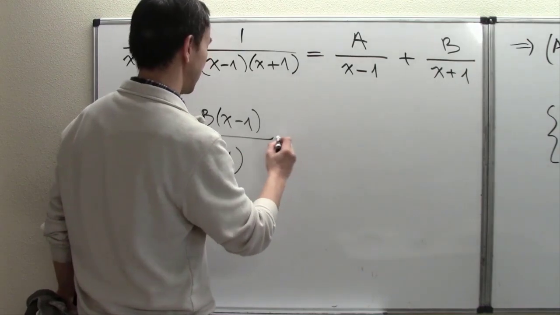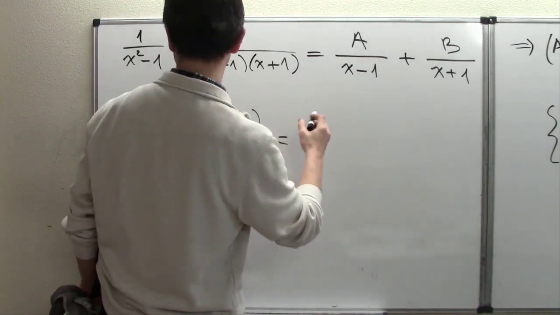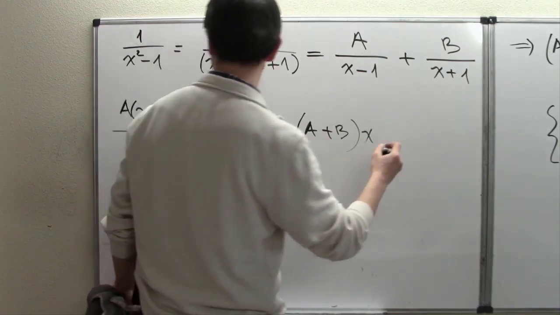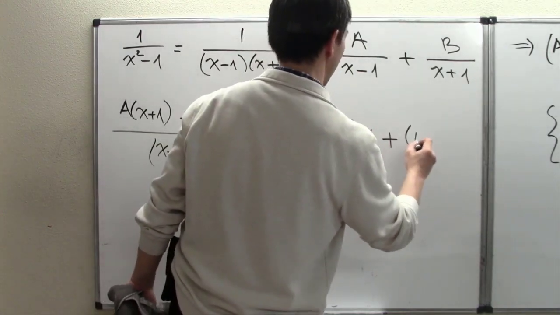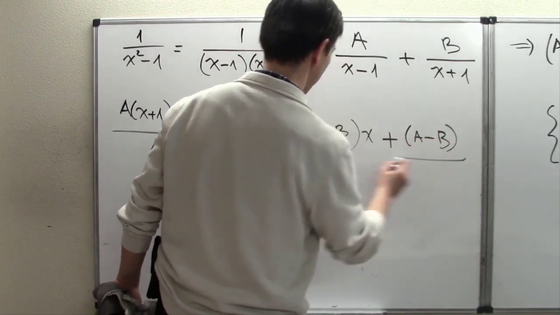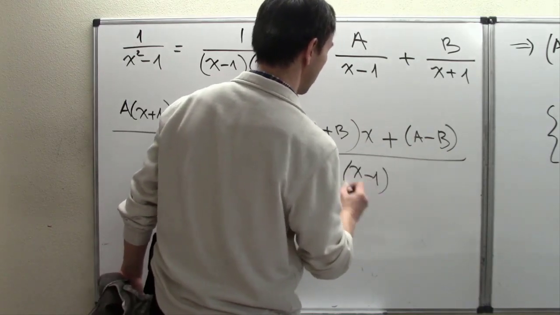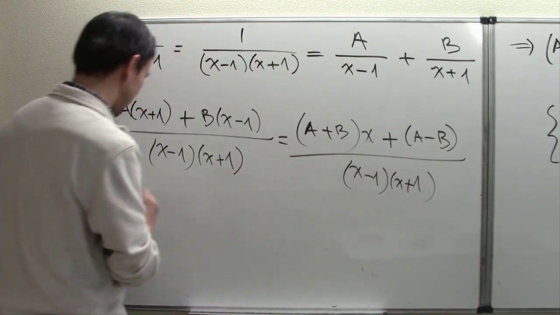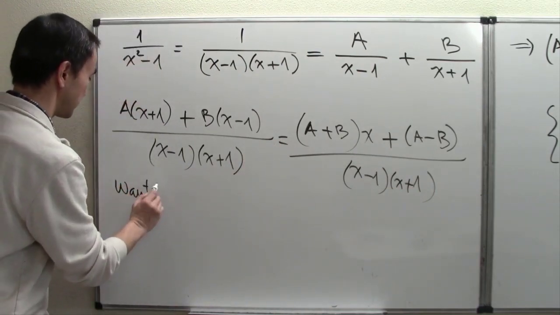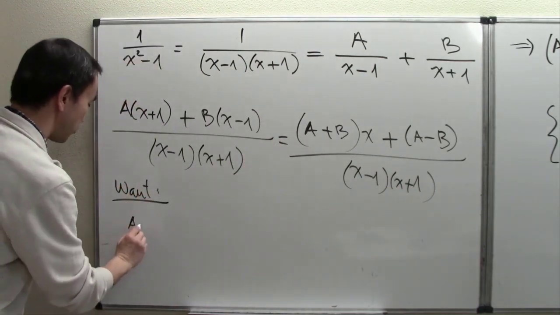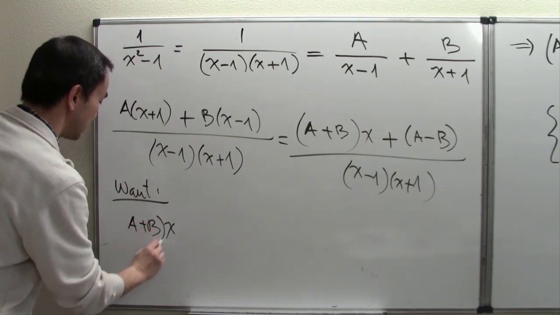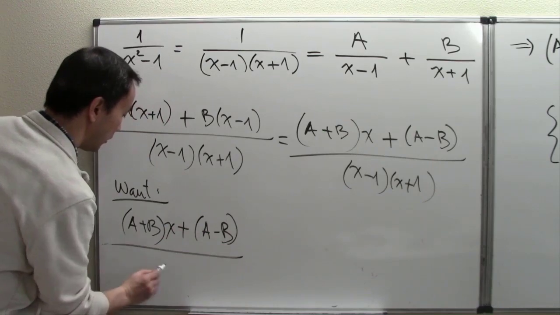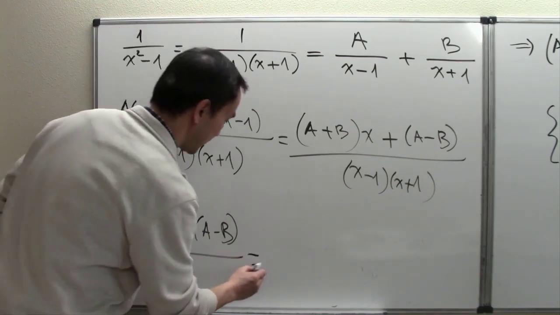And then all that here I'm going to recombine. So that's making it a plus b combined with x as the x term, and plus a minus b, all over x minus 1 times x plus 1. And then we want the a plus b x plus the a minus b over all that to equal 1.